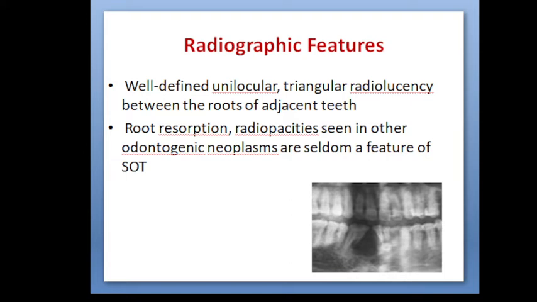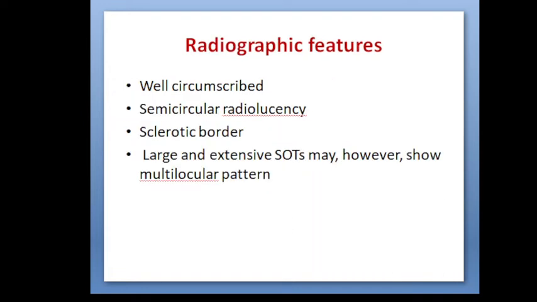What are the radiographic features of squamous odontogenic tumor? There is a well-defined unilocular triangular radiolucency seen between roots of teeth. Again, the root resorption or radiopacities seen in other odontogenic neoplasms like adenomatoid odontogenic tumor or calcifying epithelial odontogenic tumor are not seen in squamous odontogenic tumor. So, this radiolucency is well circumscribed, it is semicircular, it has sclerotic borders, and if squamous odontogenic tumors are large and extensive, they may show a multilocular pattern.